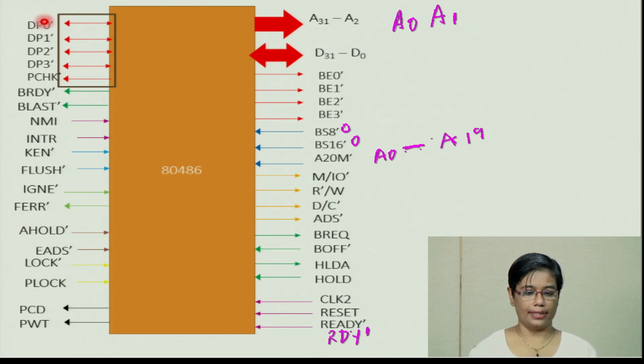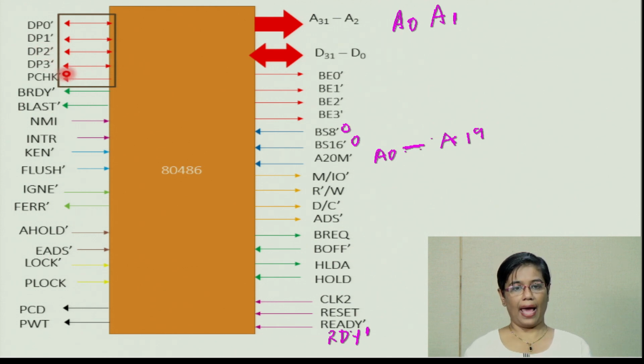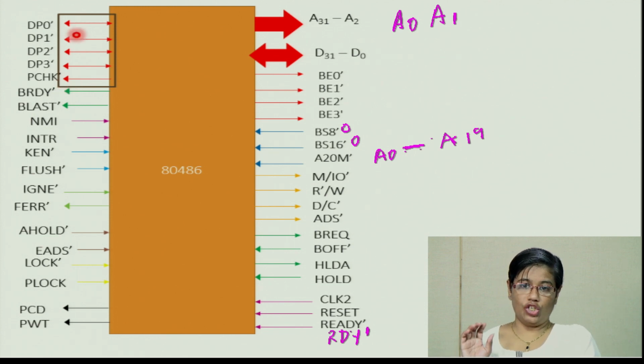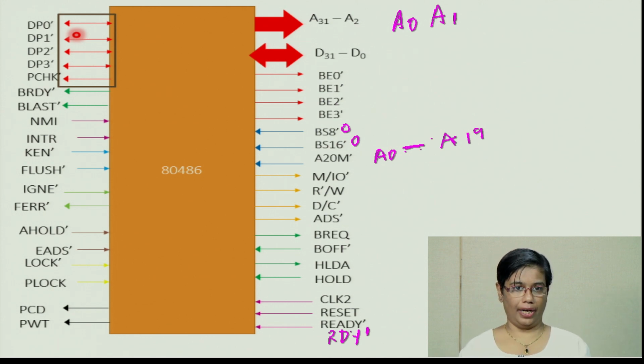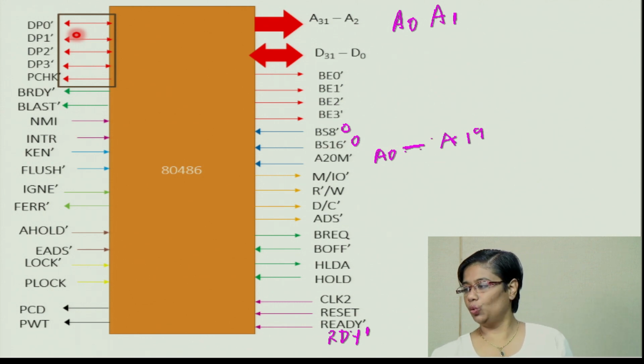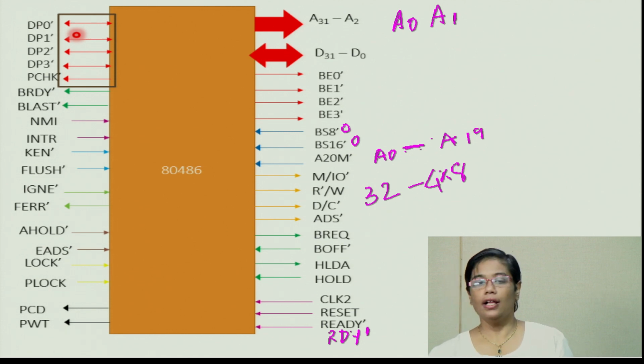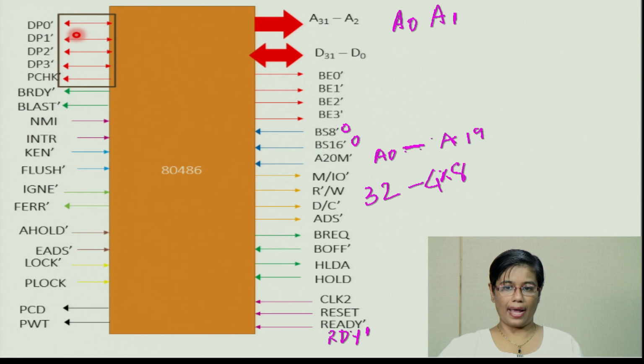There is data parity 0, data parity 1, 2 and 3, and there is something which is called a parity check signal. You can see that data parity 0, data parity 1, data parity 2 and 3 are bidirectional, whereas the parity check is going to be an output signal. Now, the parity bit is generally associated with 8 bits of data. So when you have a 32-bit bus, it is equivalent to saying you have 4 8-bit buses which are going to be available. So that is going to be how your parity is generated.